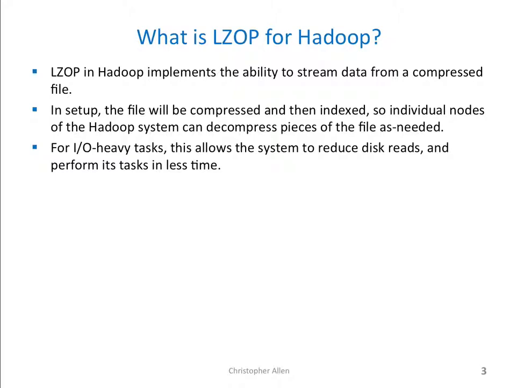We index it so no matter where the MapReduce task pulls data from, it is then able to decompress it. And in a nutshell, why we do this is for I/O heavy tasks, tasks where we're reading in a lot of data and not performing that much computation on it. It's actually faster to pre-compress the data, index this file, and then decompress it live as we read it in.